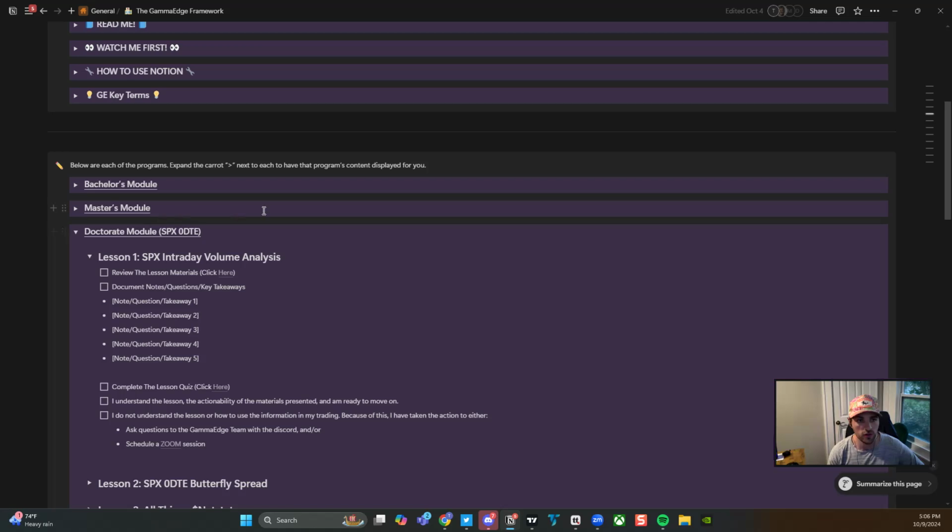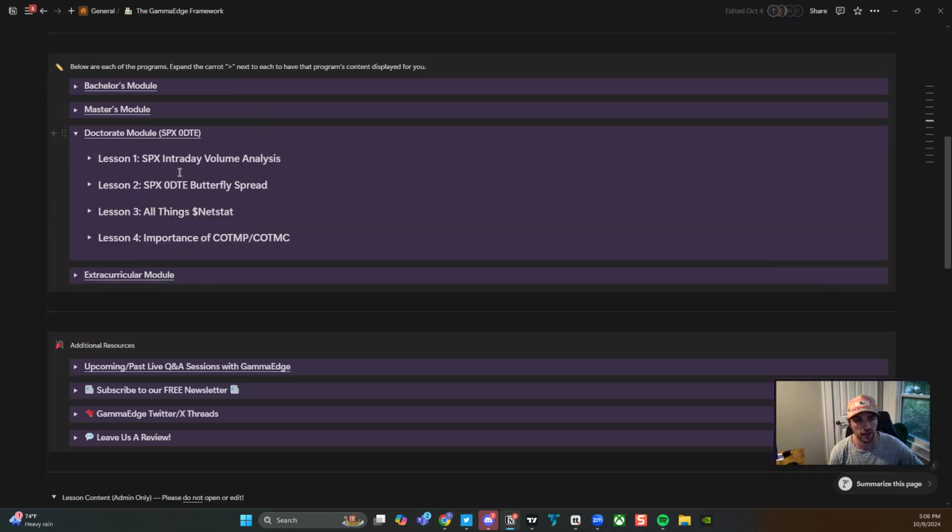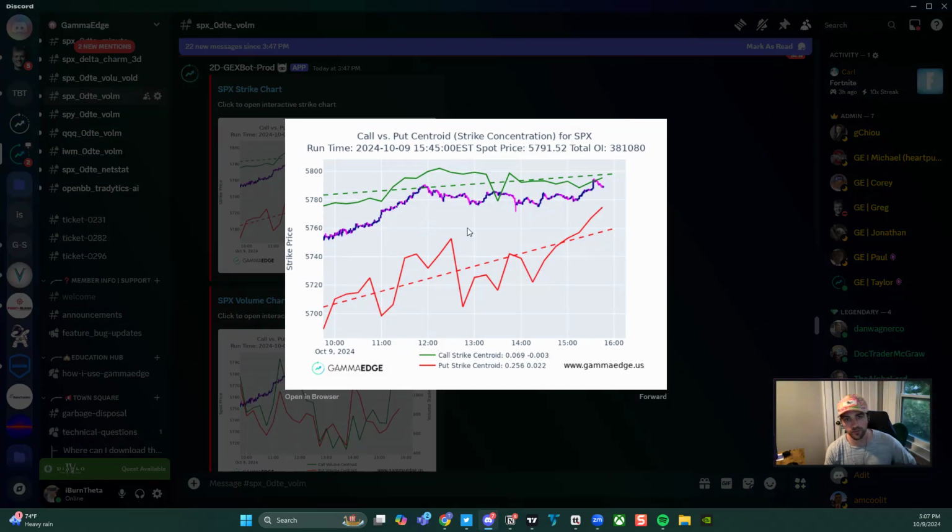So getting into the 0DT lesson specifically, first off, we're going to be understanding intraday volume analysis. This is a core pillar of our 0DT trading. What we do here is we look to understand where volume is transacting across the various strikes throughout the session, and also where the cumulative call and cumulative put volume is transacting throughout the session. And this is best manifested through our vol-m command, which is this right here.